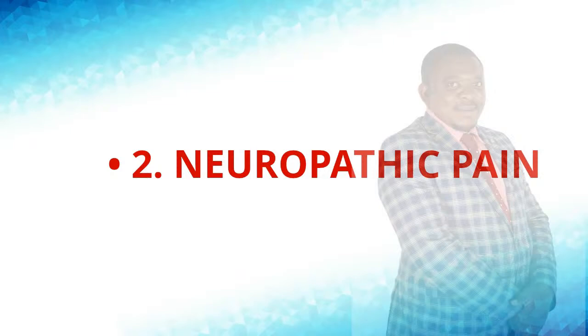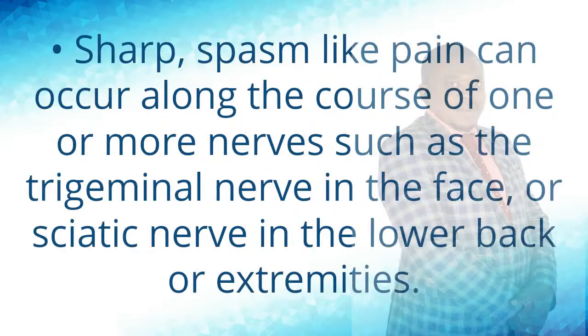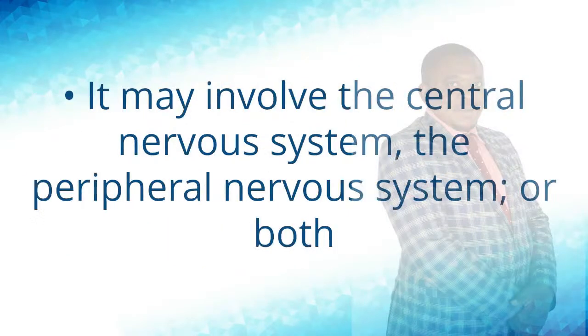2. Neuropathic pain. This results from injury to or malfunctioning of the nervous system and can occur in different forms. Sharp, spasm-like pain can occur along the course of one or more nerves such as the trigeminal nerve in the face or sciatic nerve in the lower back or extremities. Severe, burning pain may be associated with injury to a peripheral nerve in the extremities. It may involve the central nervous system, the peripheral nervous system, or both.